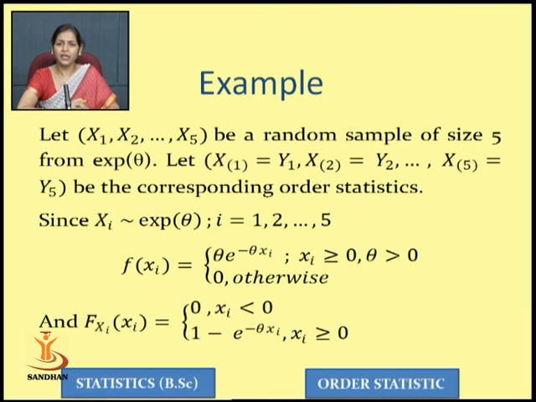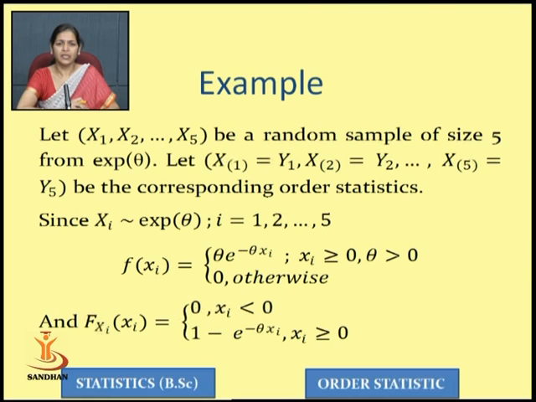So they are now our order statistics. So we can say y1, y2, ..., y5 are now our order statistics. Now we have taken the data, we are assuming our xi's to follow the exponential distribution. So we know that the density is given by f of xi.